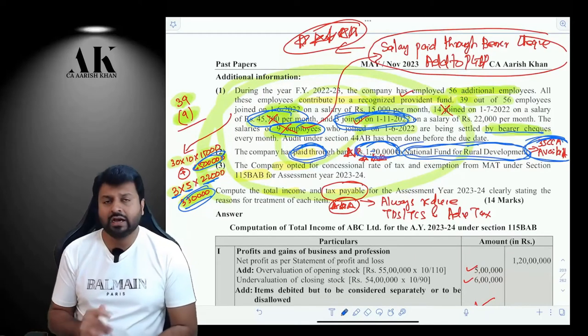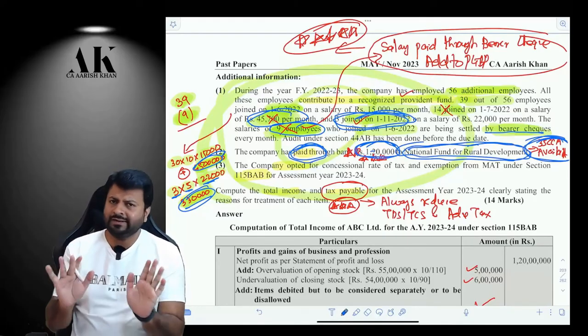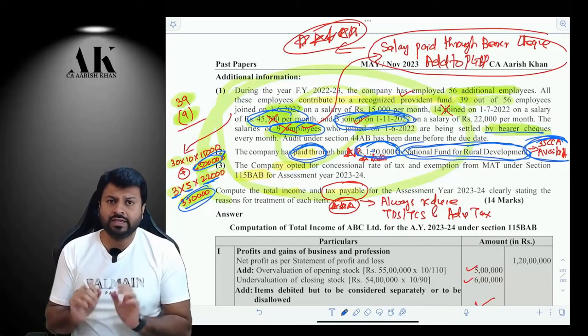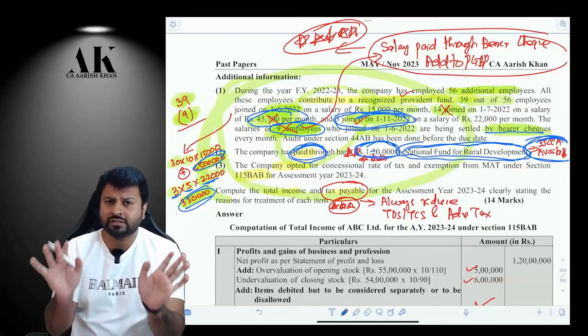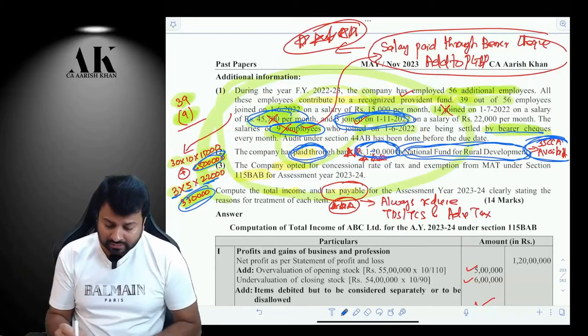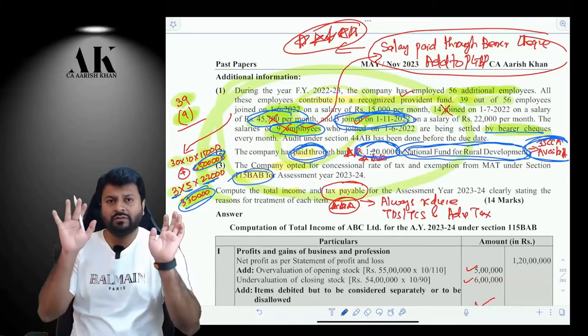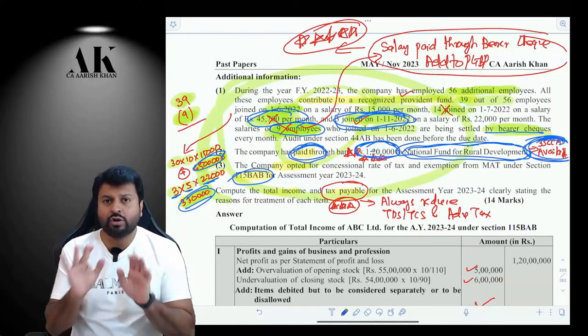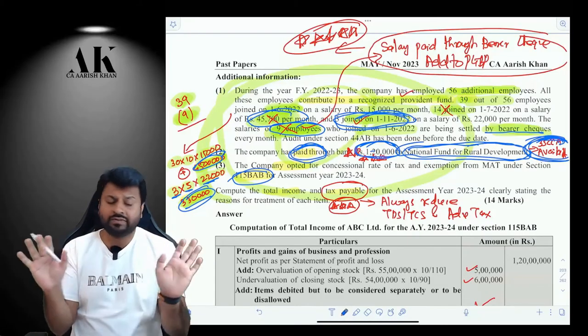Now this is available under 35CCA. In a normal provision, it is available under 35CCA. But is it available under the provisions of 115BAB also and 115BAA also? Yes, it is available under the provisions of 115BAB also. 115BAB does not disallow 35CCA.